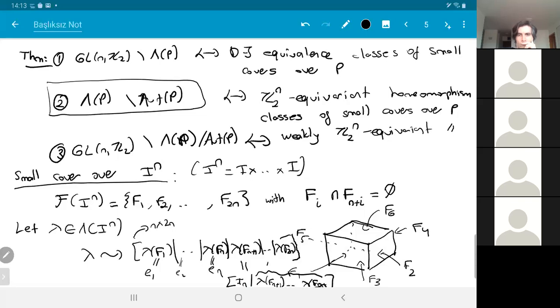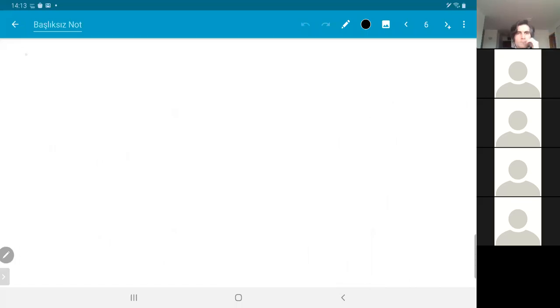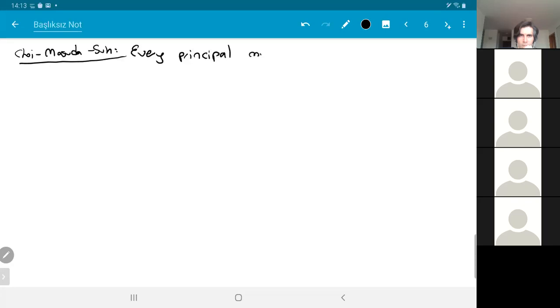I will denote this n by n matrix by gamma star. Choi, Masuda, and Suh showed that an arbitrary lambda satisfies the non-triviality condition, which means lambda is a characteristic function, if and only if gamma star has this property: every principal minor of gamma star is one. So the number of Davis-Januszkiewicz equivalence classes of small covers over the cube is equal to the number of such n by n matrices whose principal minors are one.